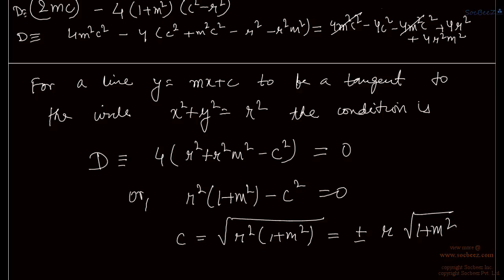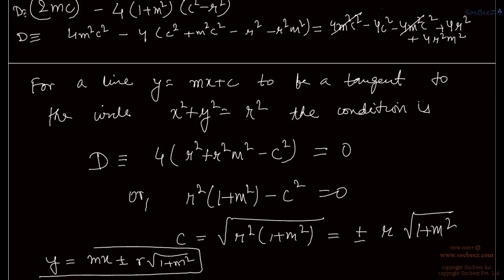Okay, so the equation of a line y is equal to mx plus c can be rewritten in the form y is equal to mx plus minus r root of (1 plus m square). So this is the equation of a line which is tangent to the circle x square plus y square is equal to r square.